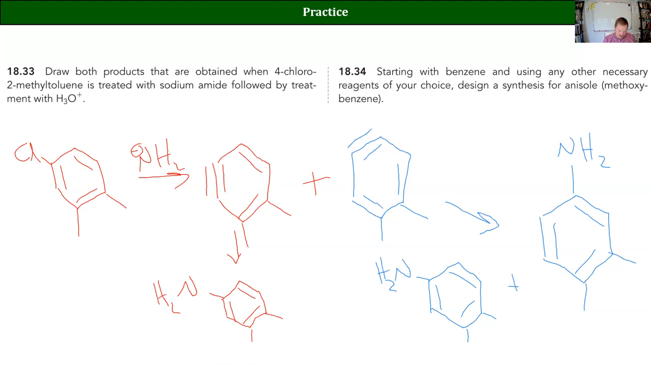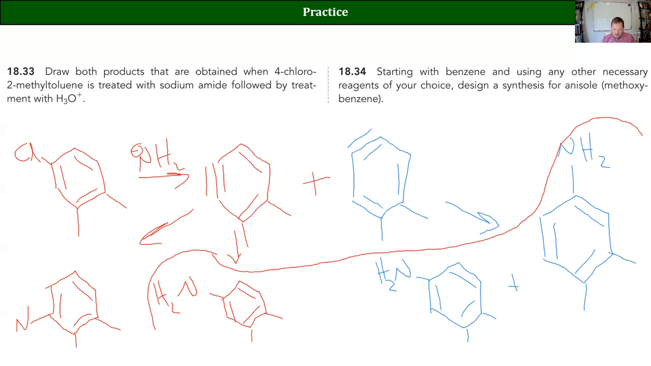In the last case, it puts the nitrogen adjacent to one of the methyls. So our two possible products here are adding our amine group para to one methyl and meta to the other methyl. And those all give us the same, those are all the same molecule. And our last case is you could put the amine adjacent to one of the methyls, which makes it meta to the other methyl.